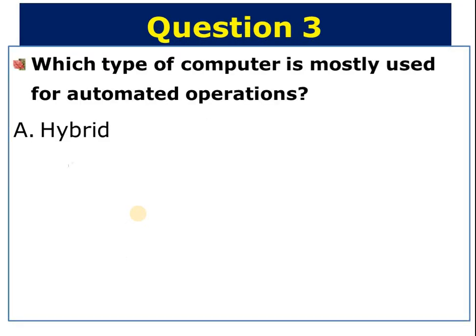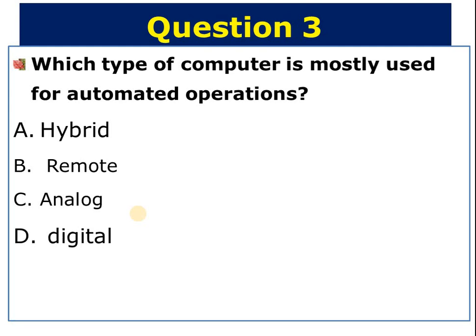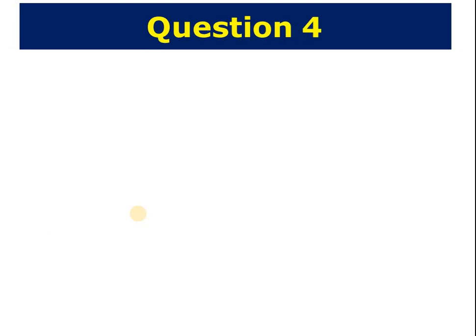Question number 3. Which type of computer is mostly used for automated operations? A. Hybrid. B. Remote. C. Analog. D. Digital. The answer is A. Hybrid computer is mostly used for automated operations.